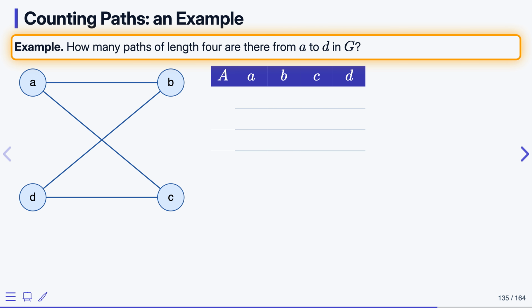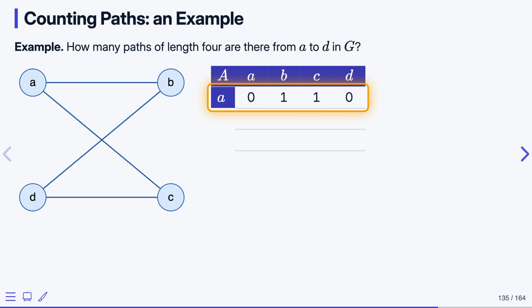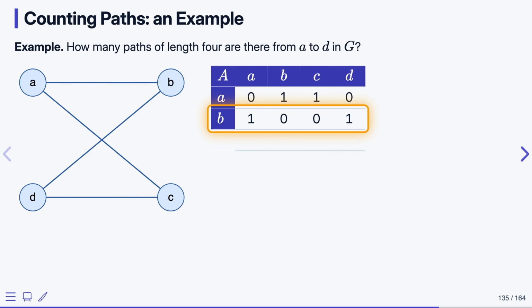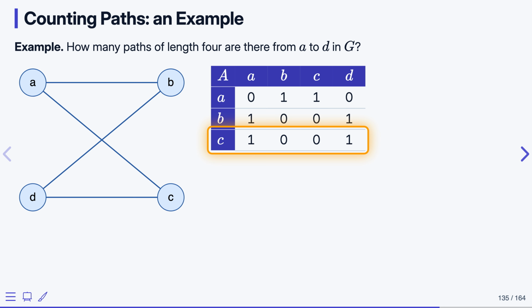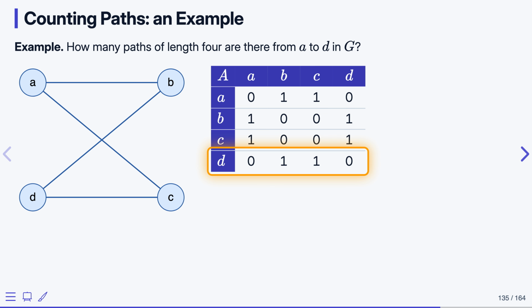Let's use the theorem on a real example. The graph G has 4 vertices, A, B, C, and D, and 4 edges. We want the number of paths of length 4 from A to D. First, we need the adjacency matrix, using the order A, B, C, D. Row A is joined to B and to C, so 0, 1, 1, 0. Row B is joined to A and to D, so 1, 0, 0, 1. Row C is joined to A and to D, so 1, 0, 0, 1. Row D is joined to B and to C, so 0, 1, 1, 0. That is the matrix A.